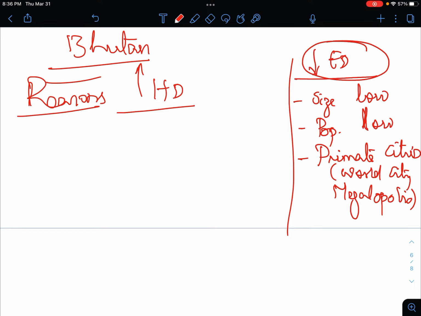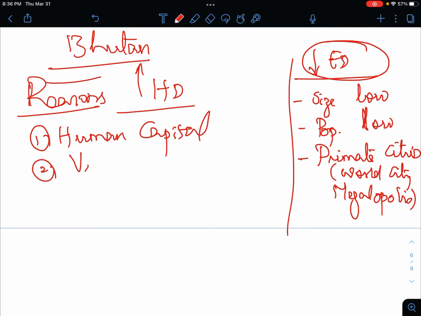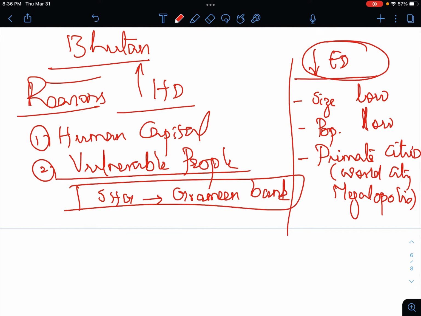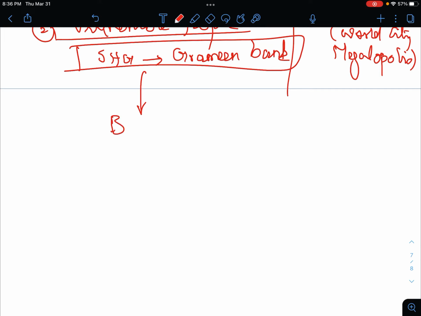Now, why high human development? Because their investment in human capital is high. Their protection to vulnerable people is high. You can take the example of Bangladesh, self-help groups through Grameen Bank. Okay, so this is for your Bangladesh. I have just given the example. If you have any other example, you can quote that also.